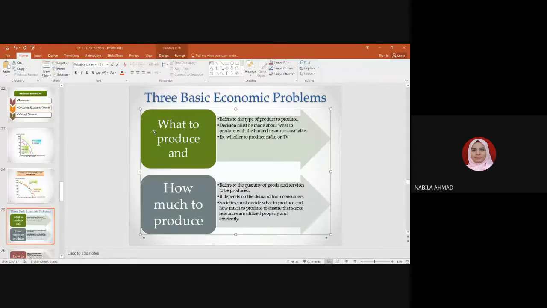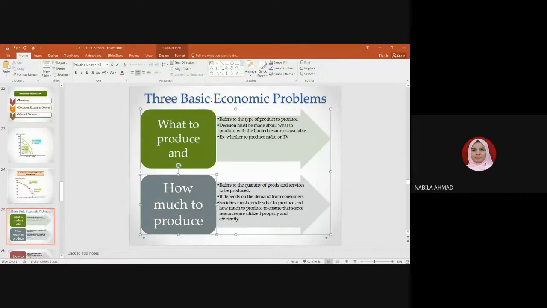What to produce and how much. Number 2, how to produce, and number 3, for whom to produce. What to produce and by how much lah. Okay, so what to produce ni adalah apa jenis barang yang kita nak hasilkan. Ini biasanya soalan yang akan kita jawab sekiranya kita ni adalah orang yang business person lah. Orang yang involved dalam economic activities. So what to produce refers to the type of product to be produced. Jenis barang yang kita nak hasilkan.